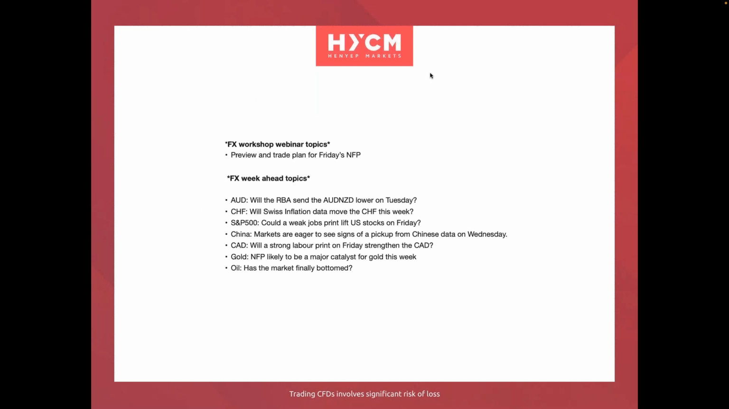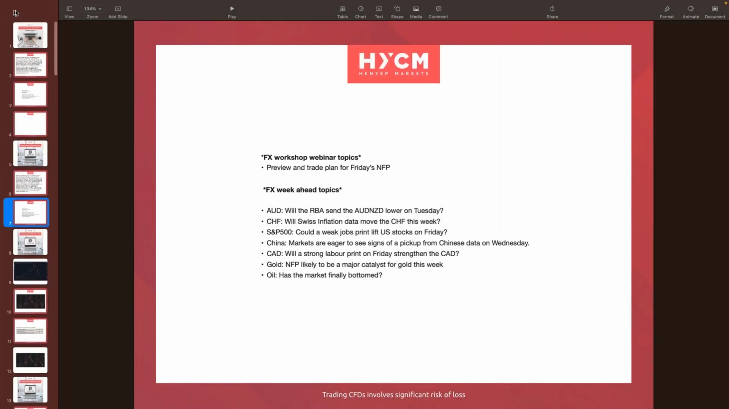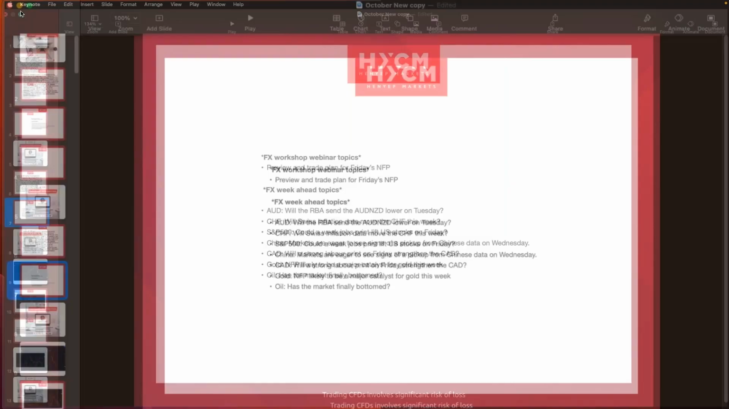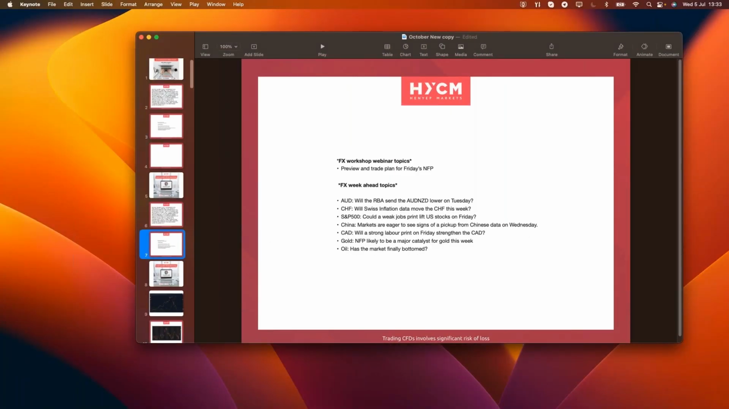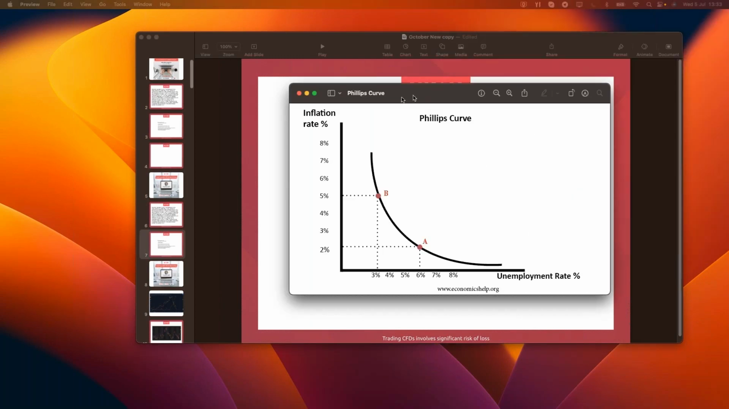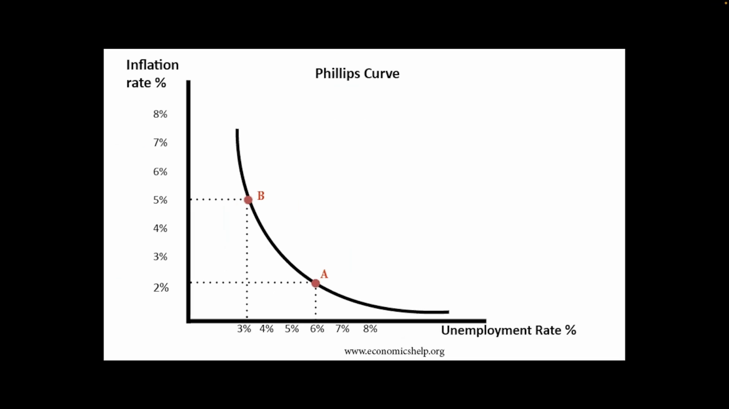Preview and trade plan for Friday's non-farm payroll. This is going to be a big event, and whenever we're looking at upcoming data points, not all upcoming data points are the same, and we have a particular focus on US labor data at the moment because of its impact on inflation. Let me first of all just show you how labor data is inflationary.